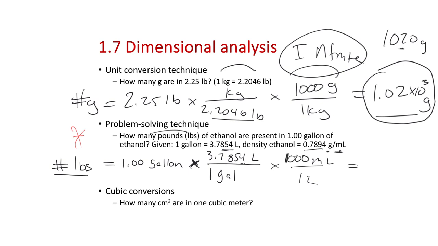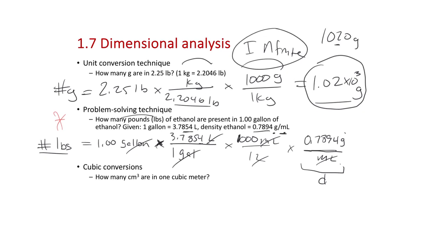And then we're not done yet, no equals yet. One more step is the 0.7894 grams per milliliter. This is the idea of a problem-solving technique with dimensional analysis: I'm using my density as a conversion factor. It's just the ratio of the mass per unit volume. And so the way the math works here, the gallons cancel out, the liters cancel out, the milliliters cancel out. And we're also not done yet because we're not quite to pounds.